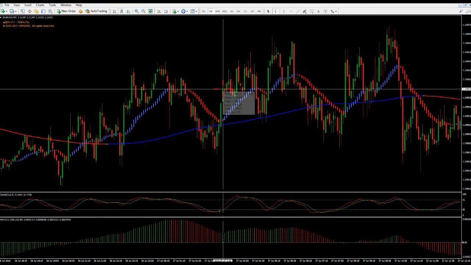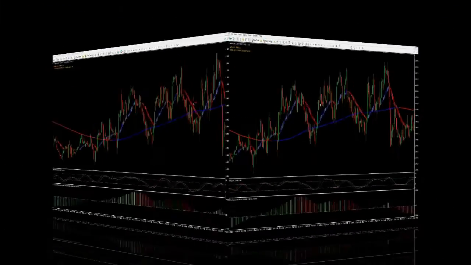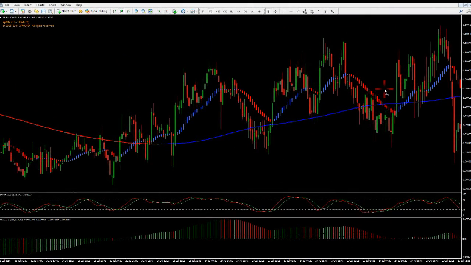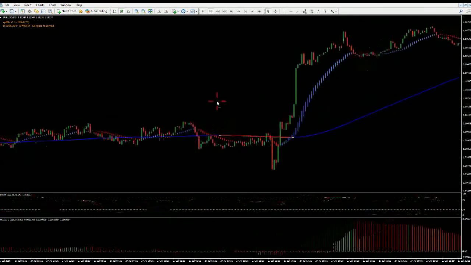So it was a little bit dangerous to get in, but again, it depends on your expiry. So a 15-minute trade would have worked here. So take a look at examples for put options instead.